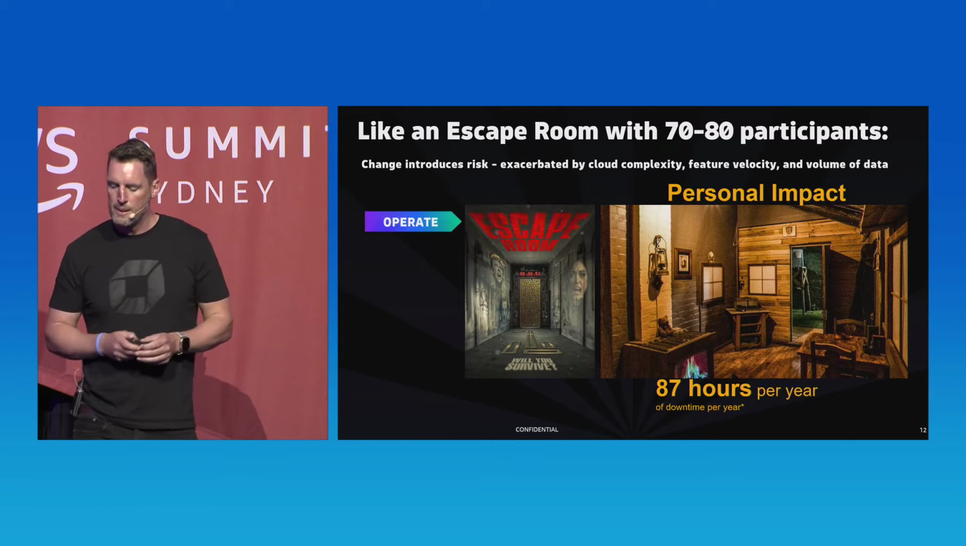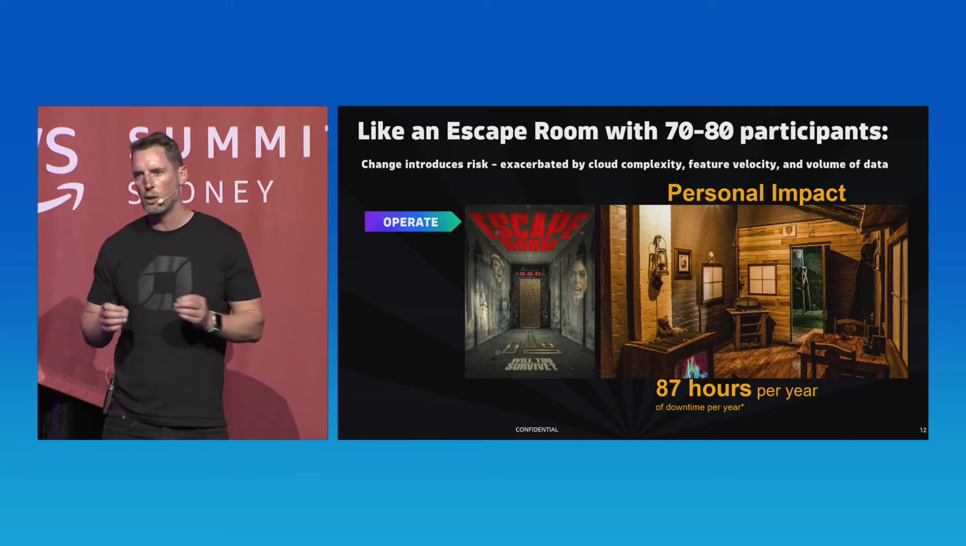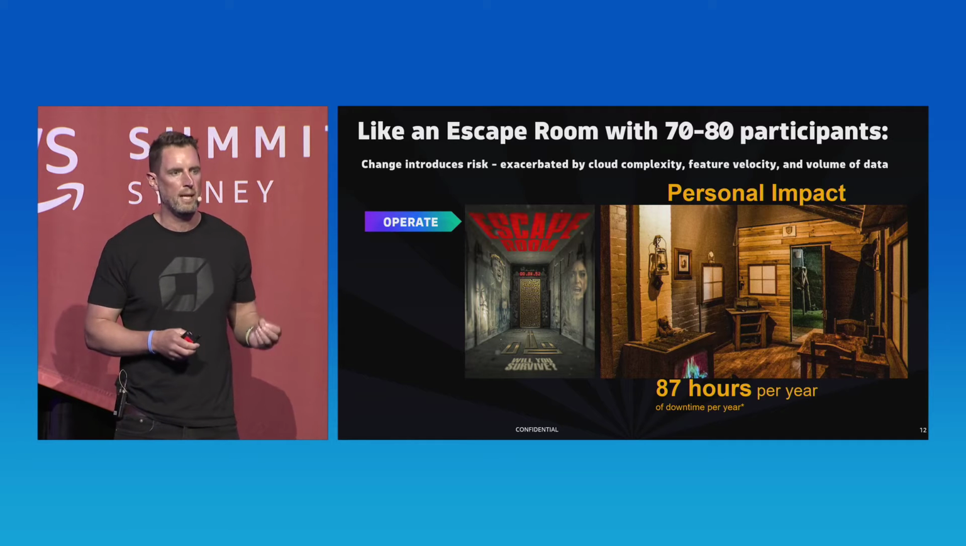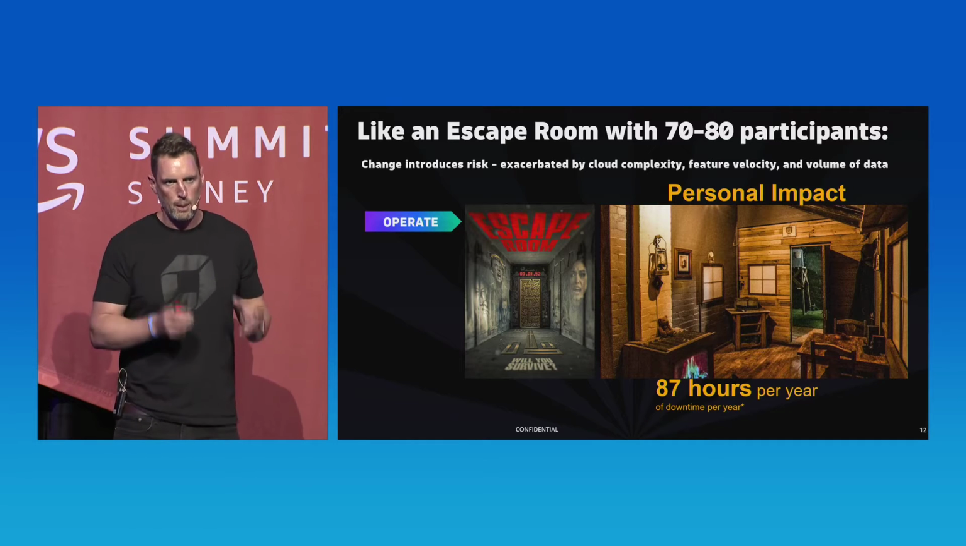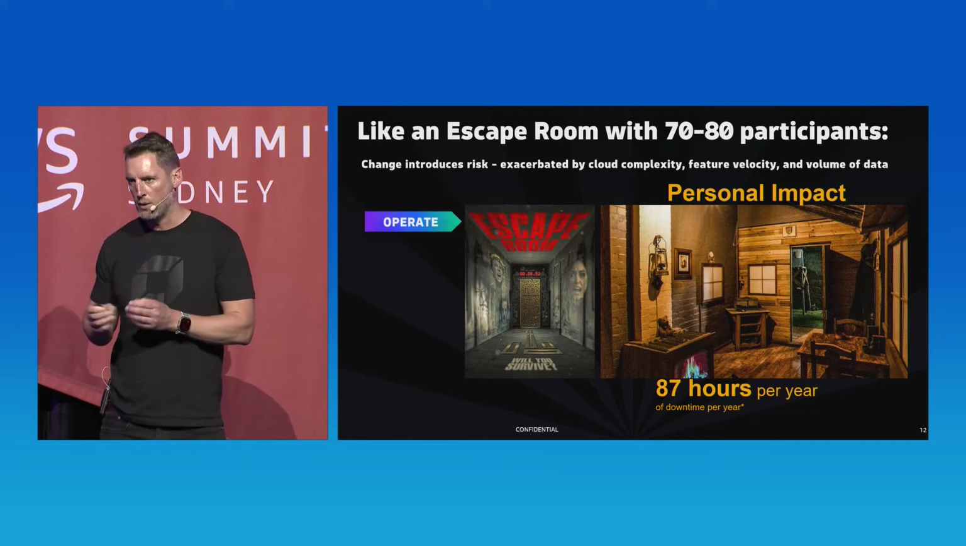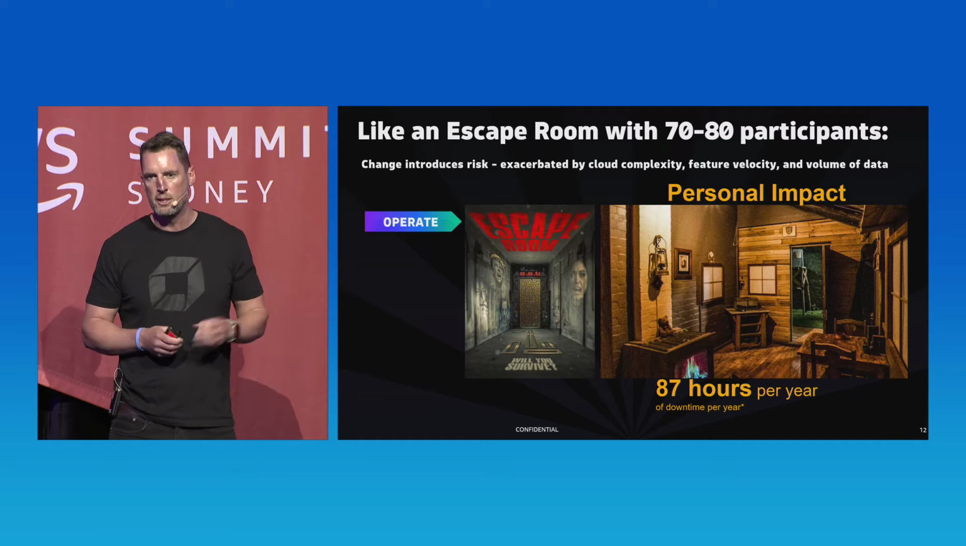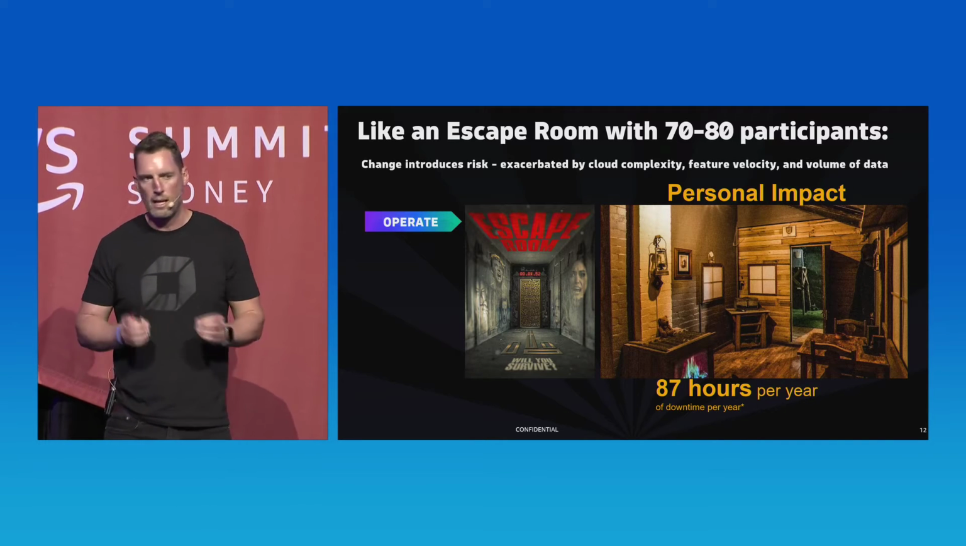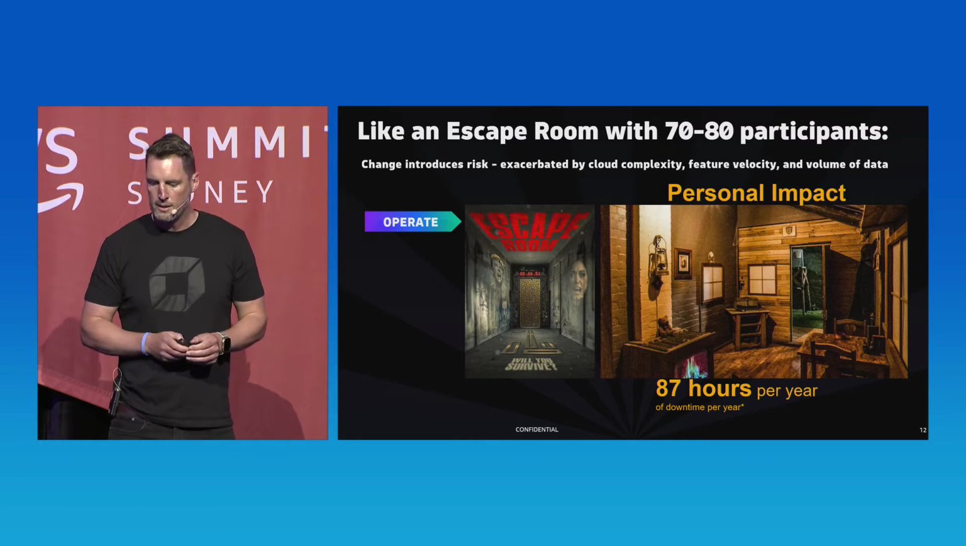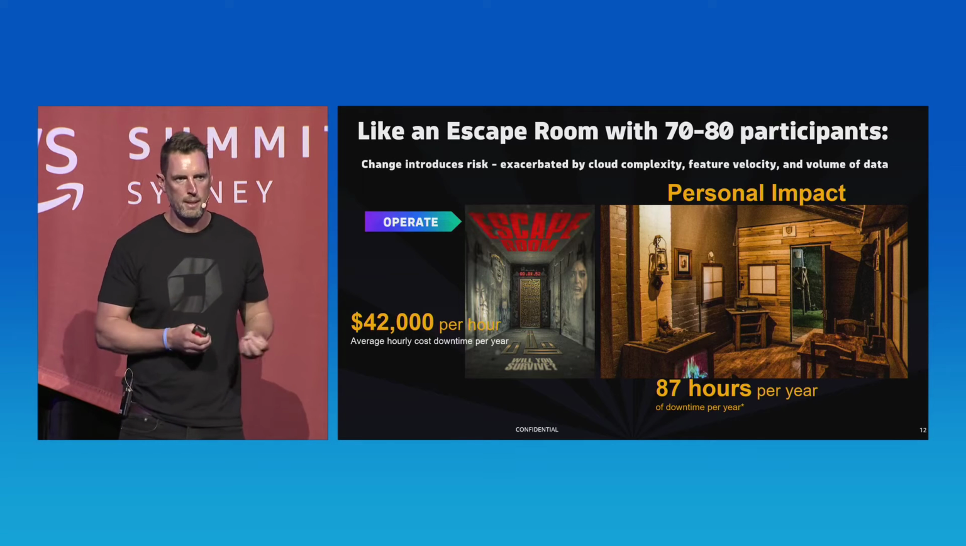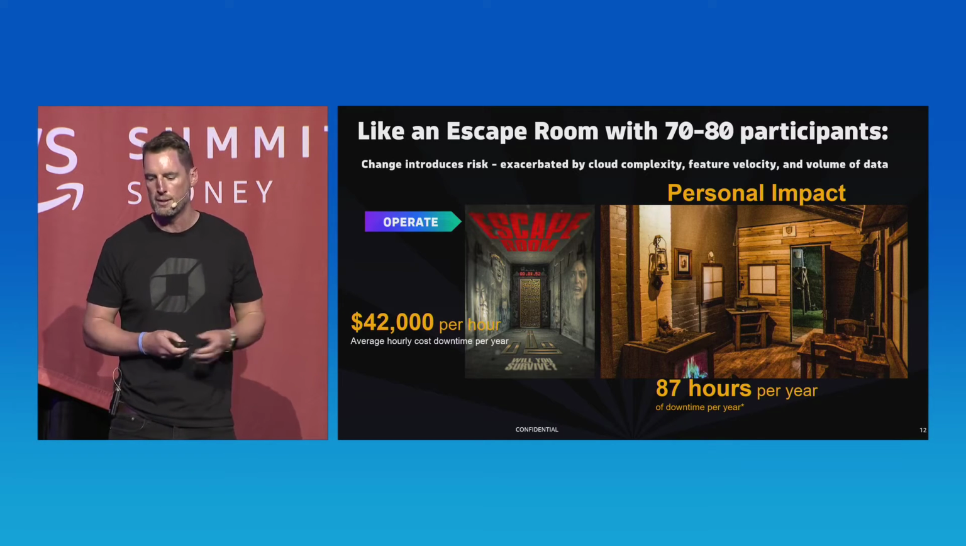Show of hands, anyone? Well, at 99% availability, we're looking at about 87 hours of downtime per year. Triple nines, we're looking at about 8 or 9 hours of downtime. Even at four nines, 99.99% uptime, we're at about 50 minutes of downtime per year. That downtime comes at a commercial cost to businesses on average of about $42,000.